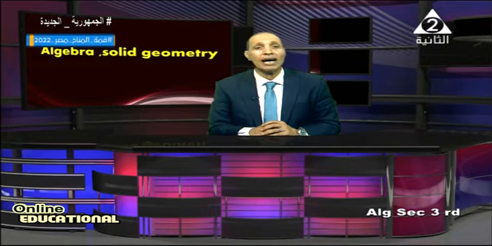Then we have five cases of two spheres: two spheres touch externally, two spheres touch internally, two spheres intersect, two spheres one inside the other, two spheres are concentric, and the last, two spheres are disjoint. What is the meaning of disjoint? The line between the two centers is more than R1 plus R2.